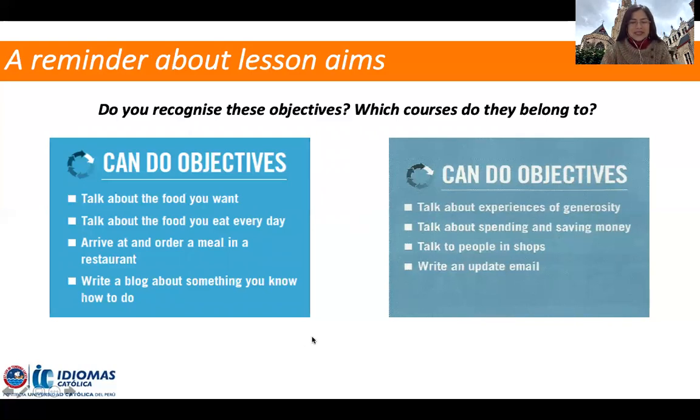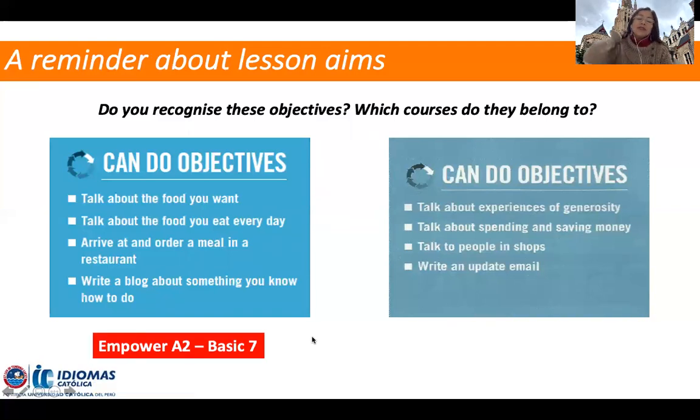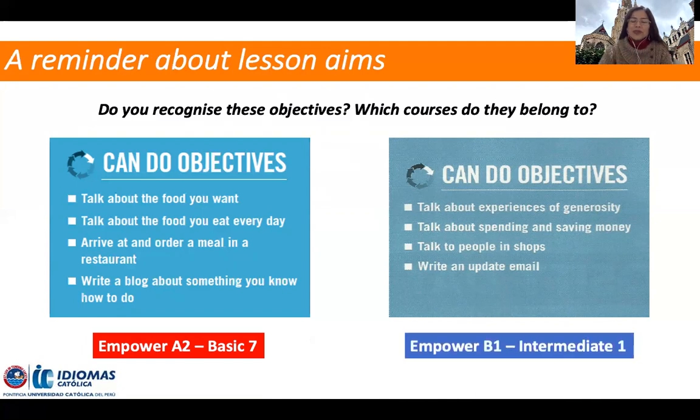The first one are the can-do objectives from the Empower A2 Basic 7. And the second corresponds to the Empower B1, Intermediate 1 actually is the course.